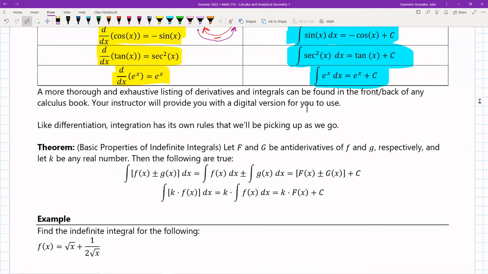All right. So integration also has its own rules. We're going to pick up two basic ones for now. The two rules are these two right here, this one and this one. So let me get to them really quick. If you guys remember when we were doing derivatives, if you had an addition or a subtraction of two functions and you needed to take the derivative of them, then what you could do was take the derivative of the first one, the derivative of the second one separately, and then add or subtract whatever was between, right?